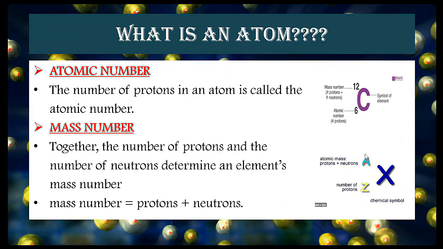Going into detail about atomic structure, we have something called atomic number and mass number. The atomic number represents the number of protons in an atom, whereas the mass number is the number of protons and neutrons together. In the symbol, A represents the mass number and Z represents the atomic number. Above will be the mass number, and below will be the atomic number.